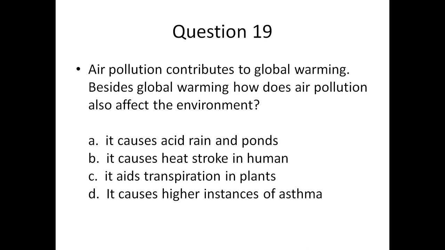Question 19. Air pollution contributes to global warming. Besides global warming, how does air pollution also affect the environment? A. It causes acid rain and acid ponds. B. It causes heat stroke in humans. C. It aids transpiration in plants. And D. It causes higher instances of asthma.